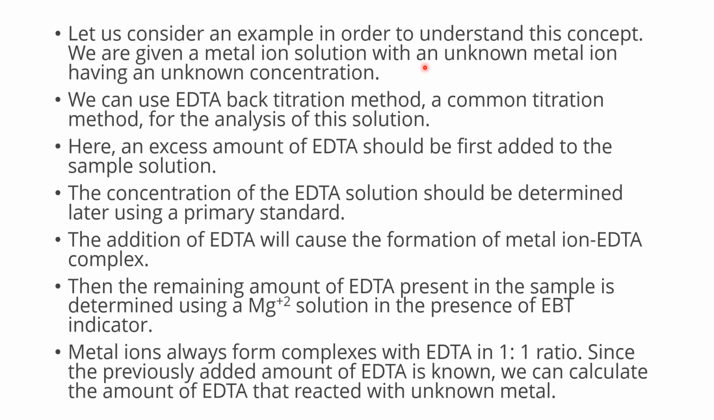So what do you do? A is there in the burette, B is there in the conical flask. So you add to B a known excess amount of C. What will happen? Some amount of C will react with B and some amount of C will remain behind. Correct? So whatever amount of C is remaining behind is going to react with A. So you do the titration and you will get the amount of C which is remaining behind.